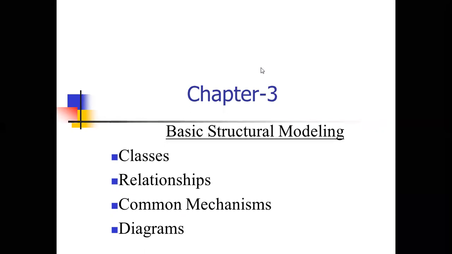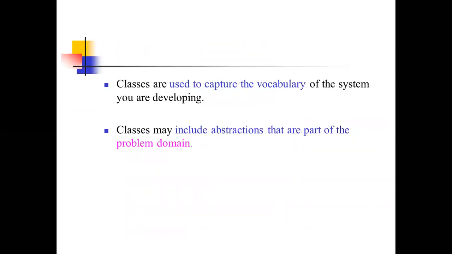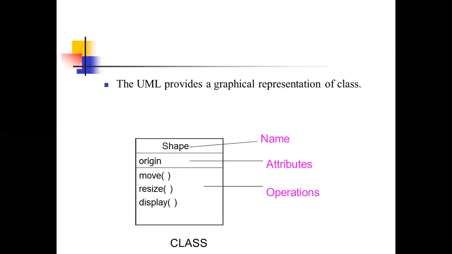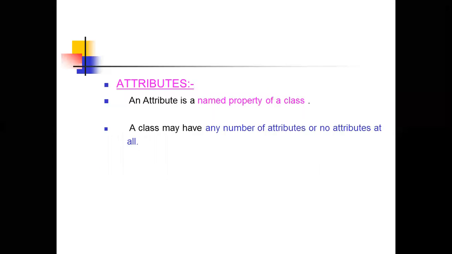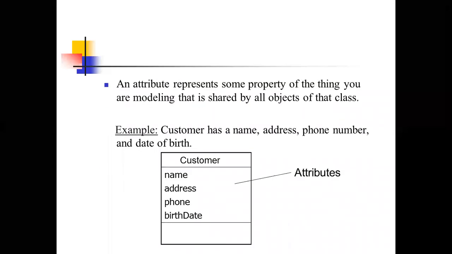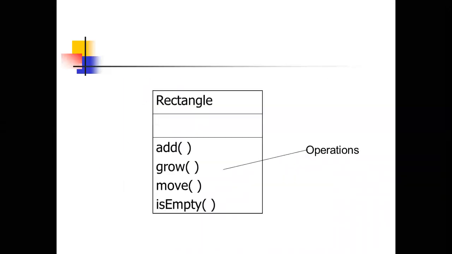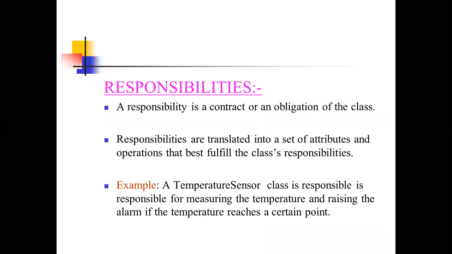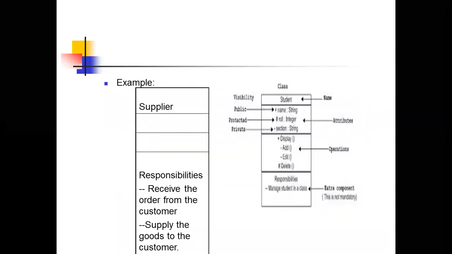What are the objects? What are the classes? What are the components of classes? What are the attributes? Then we have seen the examples of objects and classes: what are the names, attributes, and their operations. And we have seen the attributes, what the operations are, then responsibilities, and how we can add responsibilities to classes.